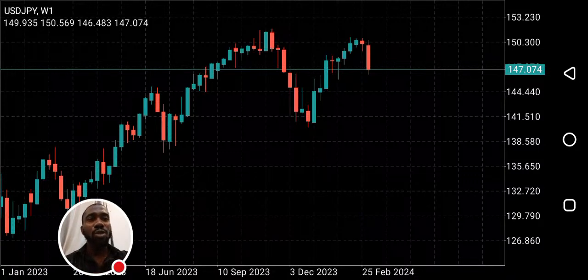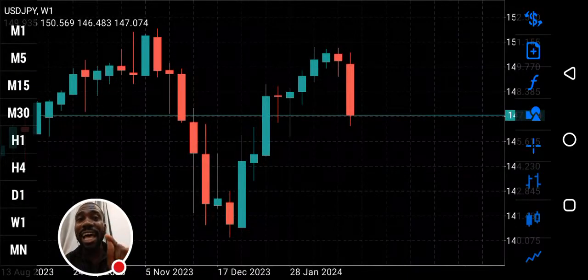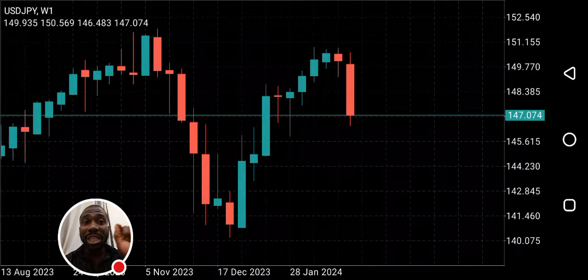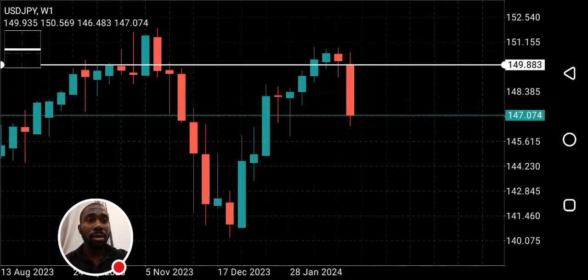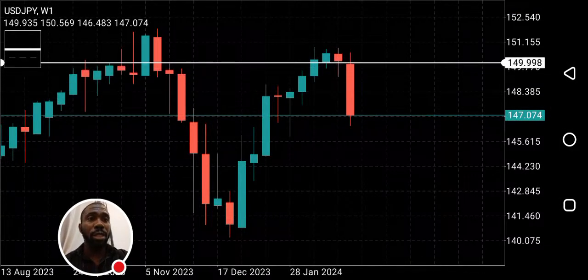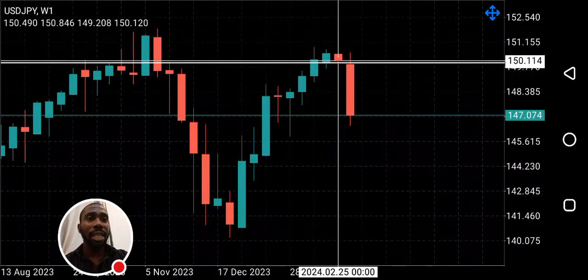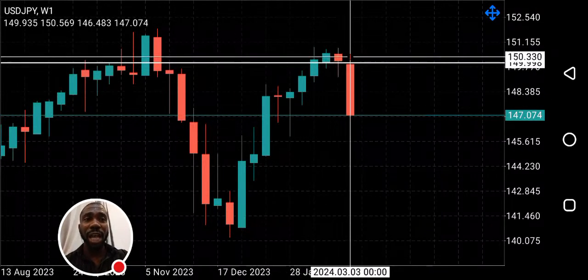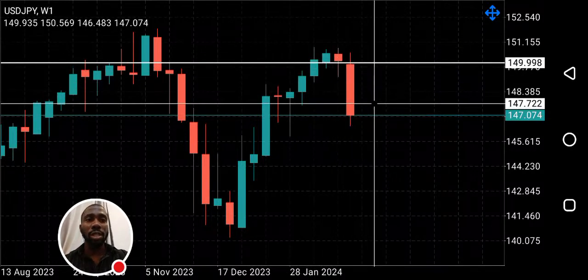USD/JPY is what? Bearish. And the best price to have sold USD/JPY is this, because we had a spinning top. You can see this was a spinning top. The next candle closed as a hanging man, which is a bearish hanging man. So this would have been the best price to execute a sell.